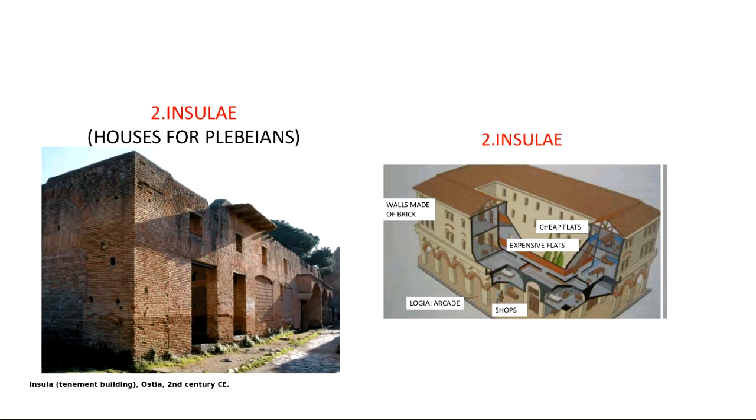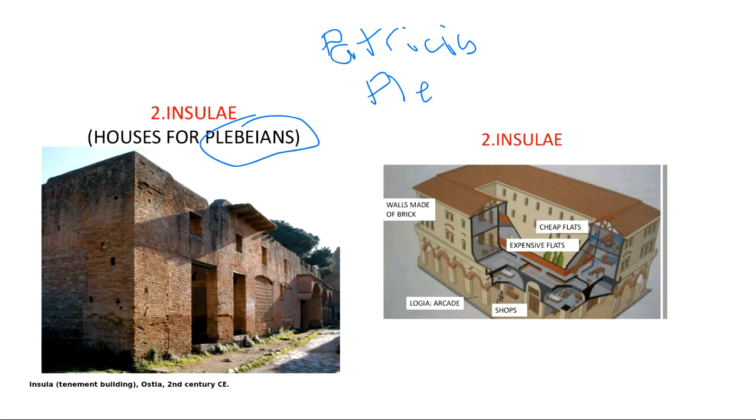We go into the insula, which was more for the plebeians. So in Roman times, there were two groups: the patricians, who were the rich sort of people, and the plebs, which is a word for common people. So for the plebs, most of the urban population actually lived in a building something like this, that did have some sort of cooking facilities.